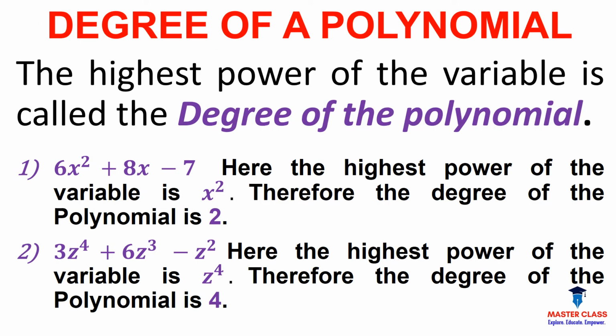We shall now study what is known as the degree of a polynomial. The highest power of the variable in a polynomial is called the degree of the polynomial. In the polynomial 6x square plus 8x minus 7, the highest power of the variable is x square. Therefore, the degree of this polynomial is 2. Similarly, in 3z raised to 4 plus 6z cube minus z square, the highest power of the variable is z raised to 4. Therefore, the degree of this polynomial is 4.